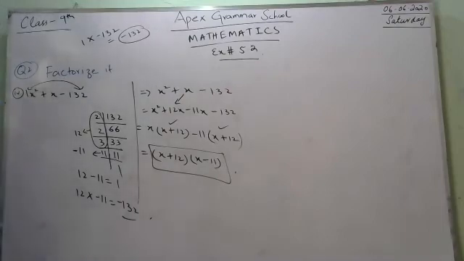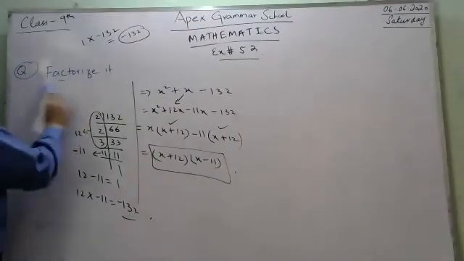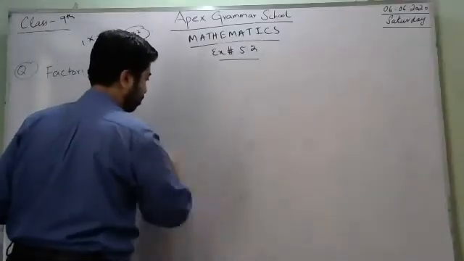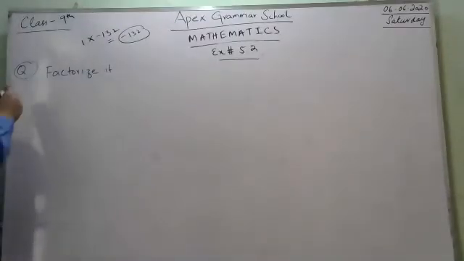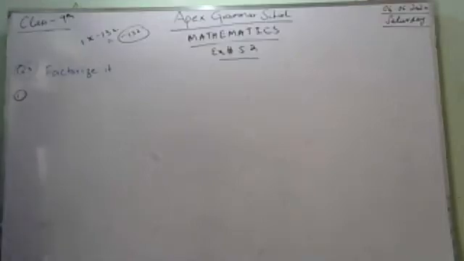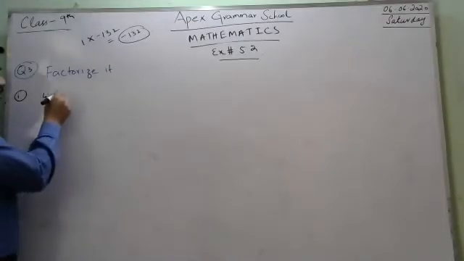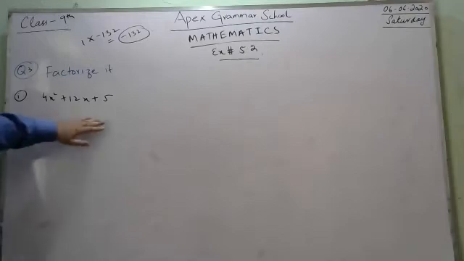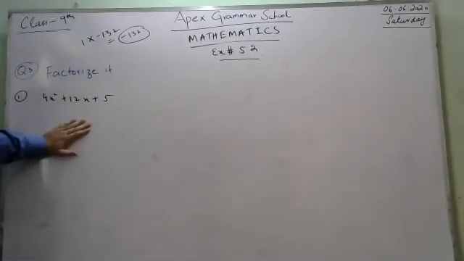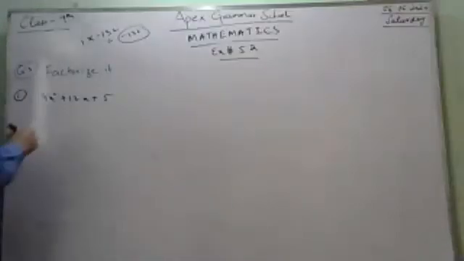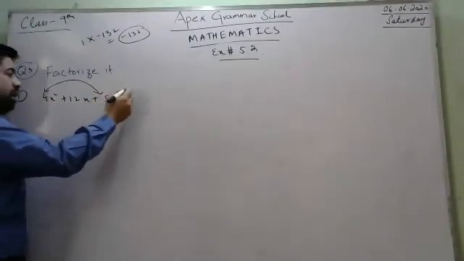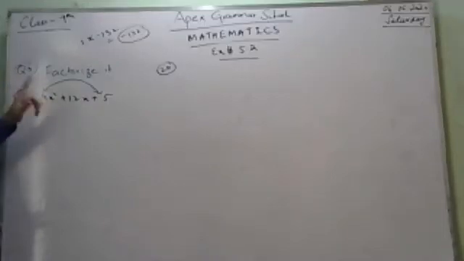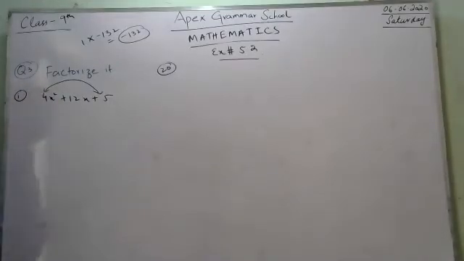Now talking about question number 3. Another mode of factorization. Four x square plus 12x plus 5. You can see that nothing is common here and no formula is going to be made here. So it requires a midterm breaking. For that purpose, this 4 is going to multiply with this 5. 4 5s are 20.